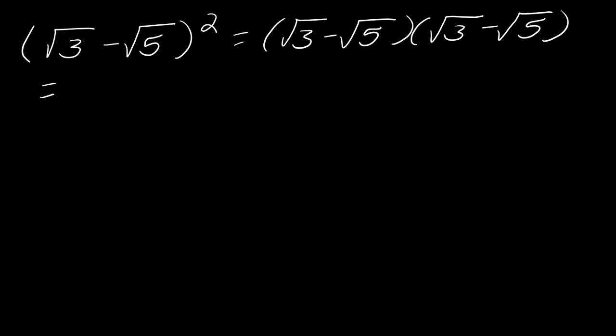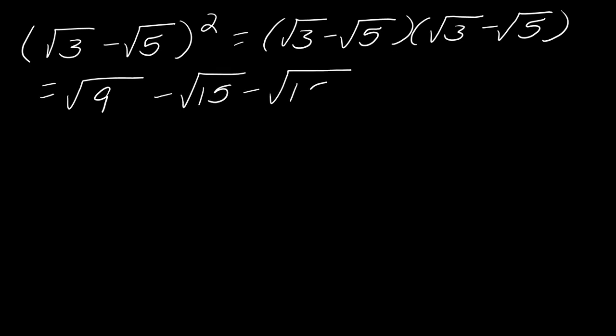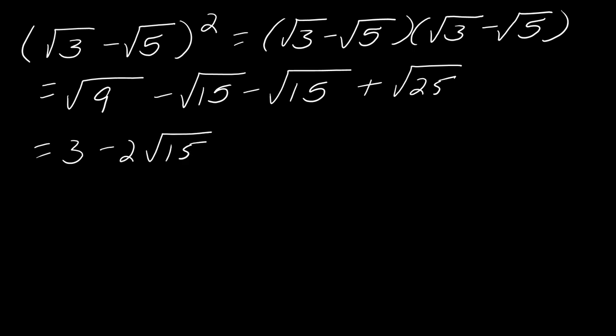And so from here, if we want to FOIL this out, this becomes the square root of 9 minus the square root of 15 minus the square root of 15 plus the square root of 25. And so now you can see that we can simplify some things. So this will be 3 minus 2 times the square root of 15 plus 5. So this is 8 minus 2 times the square root of 15. And I can't do the 8 minus the 2 because the 2 is attached to the square root of 15, so they're not like radicals, like terms, whatever you want to think of it as.